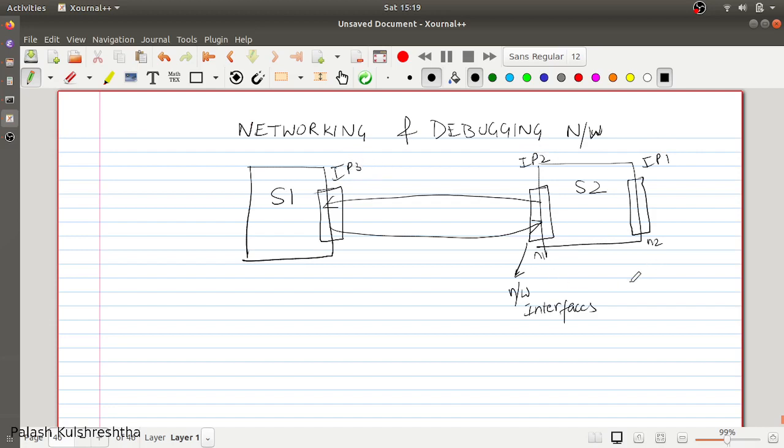So when some request is sent to IP2, it is going to land on the N1 network interface of this server. When we are addressing this server or addressing IP1, then it is going to land on this IP address or network interface. So an IP address is always of a network interface.